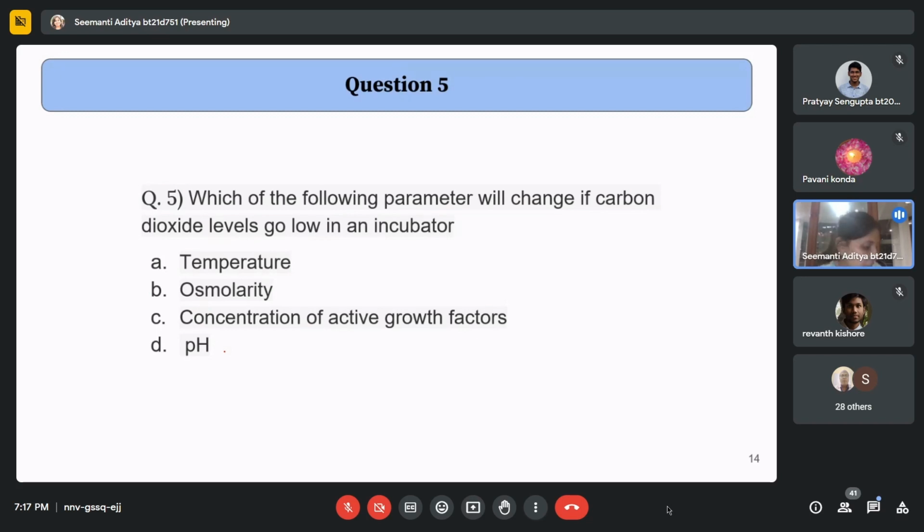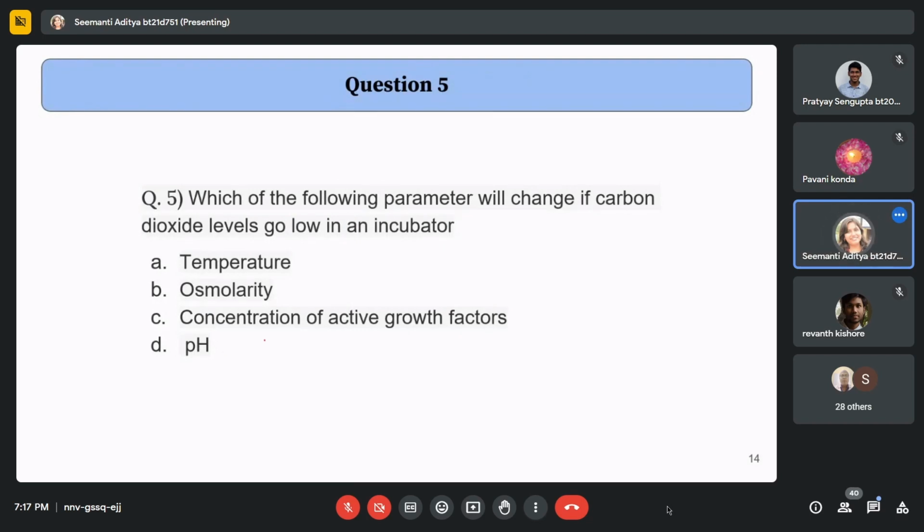Okay, so this question answers from Gangotri. It's not temperature. If your carbon dioxide levels go low, temperature in the incubator is not affected. Temperature is definitely different. It's a different parameter altogether. It's not going to be affected just because carbon dioxide levels go low.